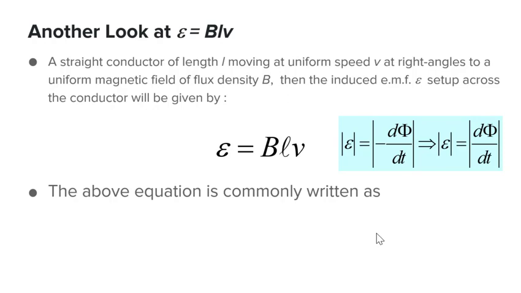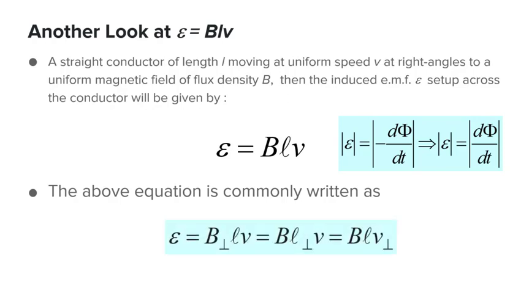Secondly, this equation is for the case when the conductor, the magnetic field and the velocity are all perpendicular to each other. Hence, we commonly write the equation in these forms to remind ourselves that when they are not, we simply need to resolve the most convenient physical quantity and use the component that is perpendicular to the other two. With this, we end our video.